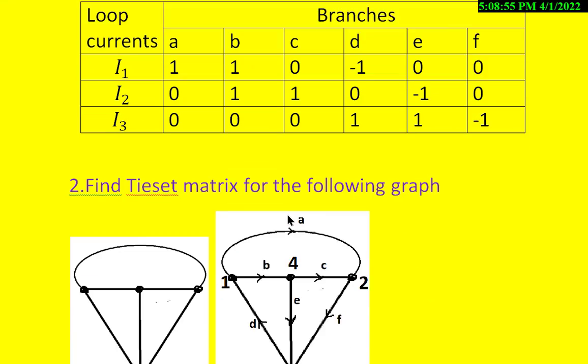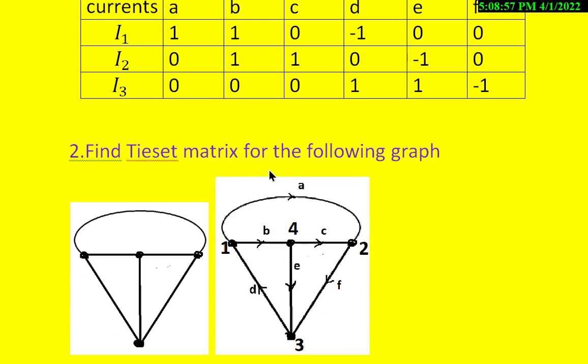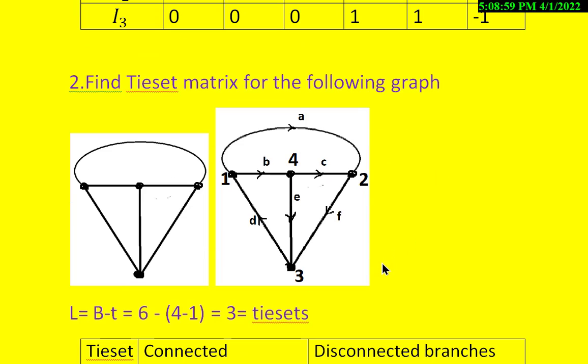Similarly, let us take another problem. Find the Tieset matrix for the following graph. So this is the given graph with the 4 nodes. This is 1, 2, 3, 4.